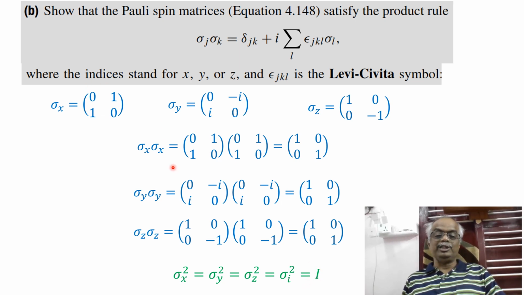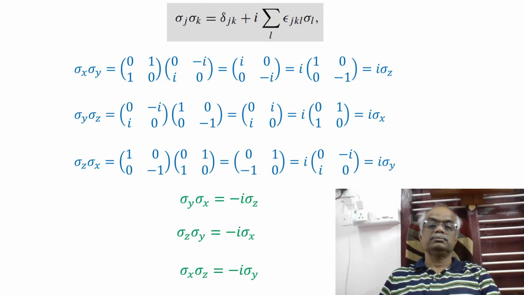We have solved when both the symbols are equal. Then what will happen if they are different? The first term will become 0. This only exists. Now the j and k are different, so naturally the first term is 0. Only the second one exists. So you multiply sigma x sigma y.